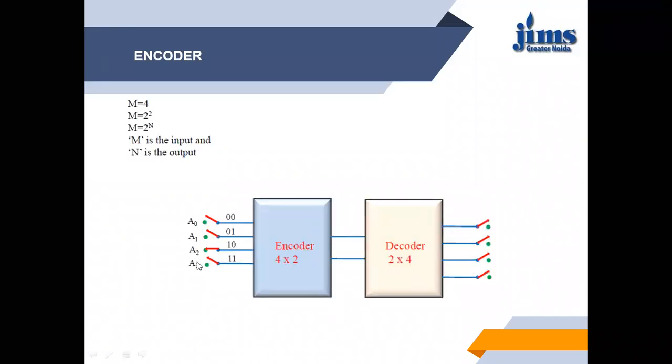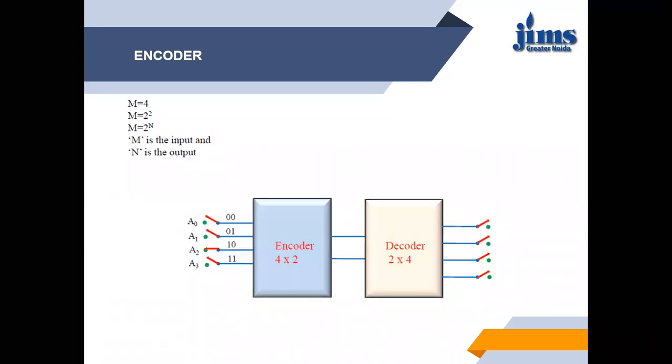Suppose with the same encoder we have A2 active, so this switch is closed. We can see here all switches are open. We have closed switch A2, so A2 is closed and the input at A2 is 1 0. That means this is 1. So you can see in all four combinations, at a time only one input is activated.